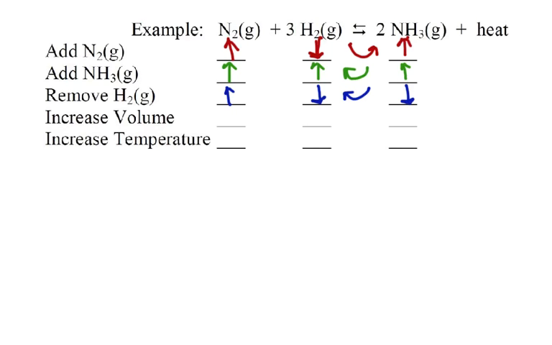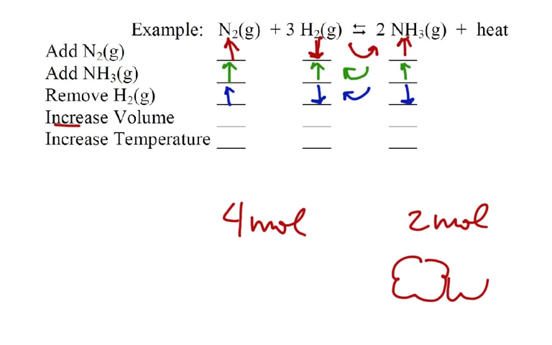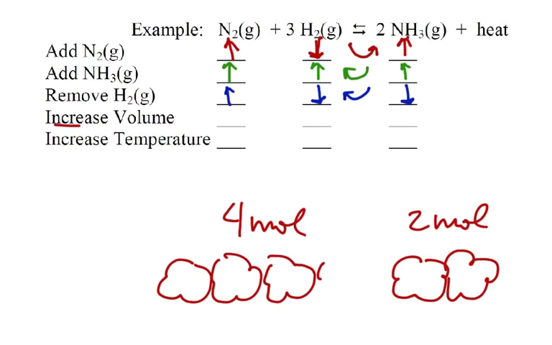Now, if I increase the volume, that is going to have a different effect. And we're going to go back and say, okay, if I increase the volume, there's too much room. Now, if there wasn't enough room, we would try to shift to whichever side takes less room. And since they're increasing the volume, we're going to shift to whichever side takes more room. Now we have 4 moles of gas on the left side of the equation, 2 moles of gas on the right side of the equation. Now we know at the same temperature and pressure, each mole of gas takes up the same amount of room. So we're saying that this product over here is going to take up this much room, and the reactants over here are going to take up twice as much room.